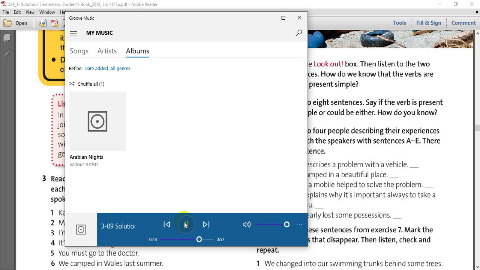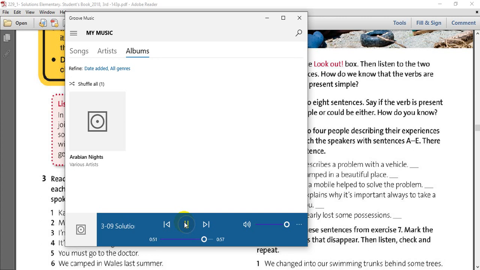7. Tom arrived Tuesday of last week. We have last, so we have past simple.